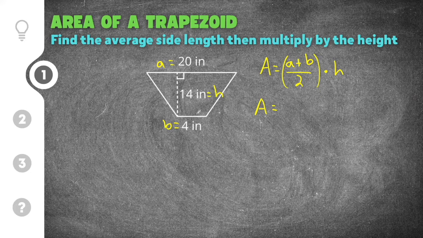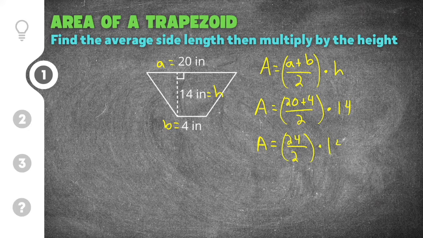I'm going to take A and B and H, and I'm going to substitute them into the equation. I'm going to say A is 20 plus our second side length of 4, divided by 2, times our height, which is 14. Now that everything's been substituted in, we can follow the order of operations. So we have to do everything inside the parentheses first. That means we're going to add first. 20 plus 4 is 24, divided by 2, times 14. And 24 divided by 2 is 12. And then 12 times 14 is 168.